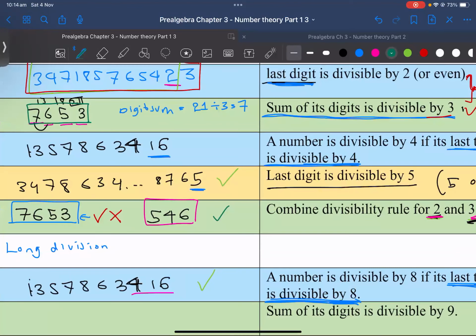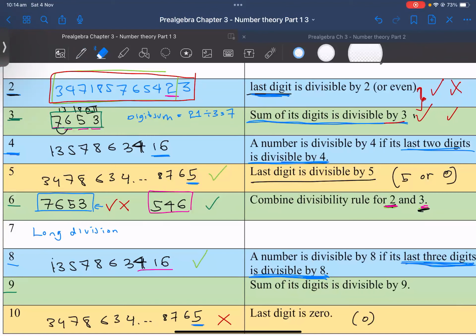Why not 3? What's the digit sum? If I add up the digits, what do I get? 3 plus 3 equals 6. No. What's the digit sum equal to? If I just add up each digit together, like 5 plus 4 plus 6, what's that equal to? 15. Is that divisible by 3?